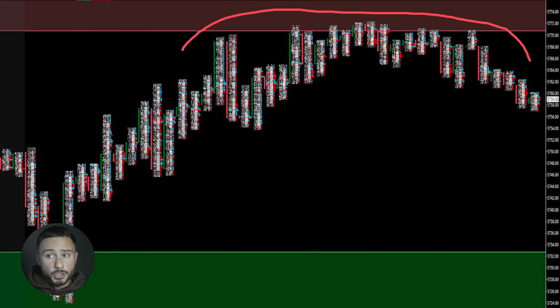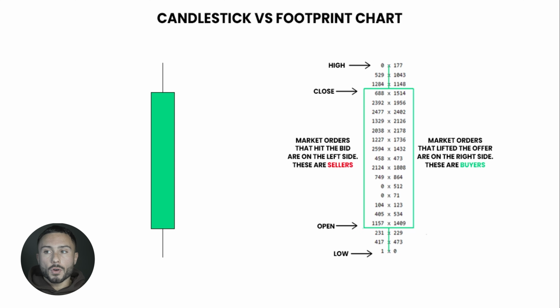But when we look at a footprint chart, we can see the charts are identical, but now we can view information behind the candlesticks in terms of reading the volume and understanding who is in control. Are sellers strong? Are sellers weak? Are buyers strong? Or are buyers weak?